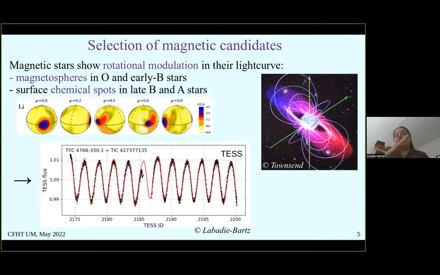And this magnetosphere is in the magnetic equator, which means it is inclined compared to the rotation axis. And we will see it under various inclinations as the star rotates. So it's like an eclipse of the star by the magnetosphere that changes with the rotation phase.